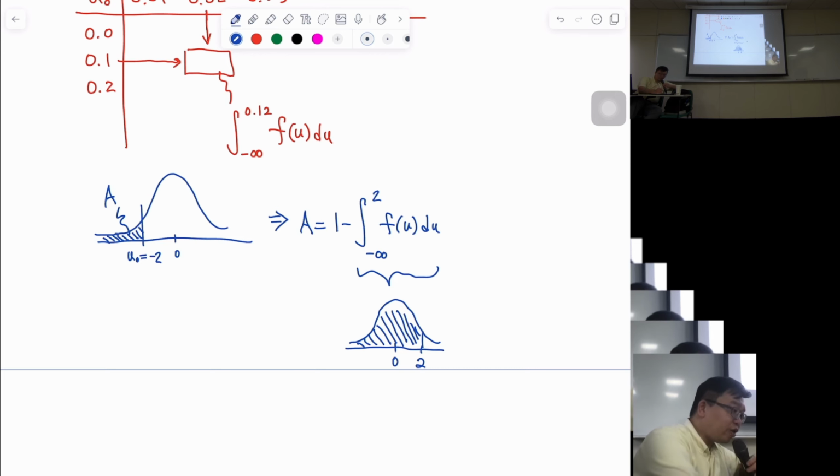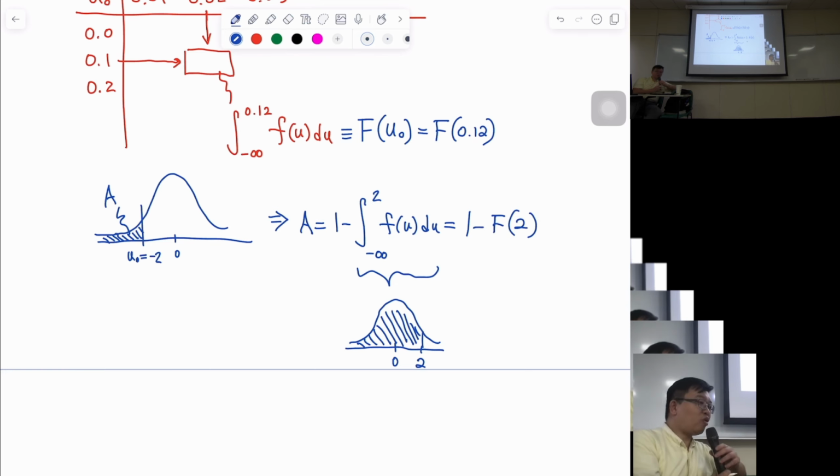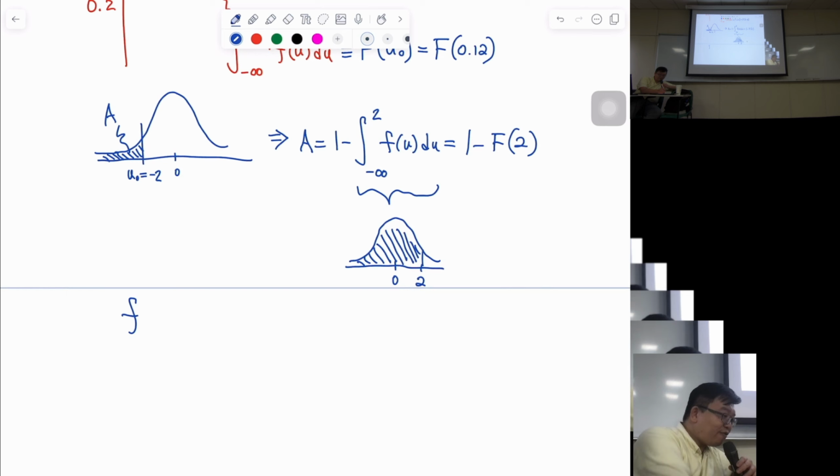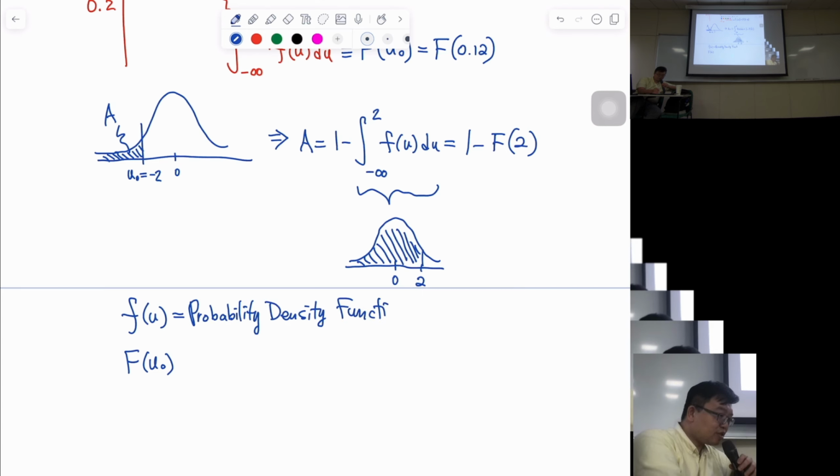So sometimes we will define this as a capital F of U0. So this is capital F of -2. This is basically 1 minus capital F of 2. So what is small f and capital F? Okay, so small f is basically the so-called probability density function. So the PDF.